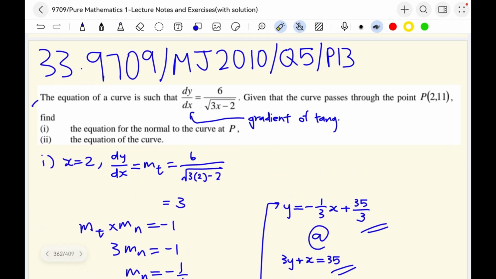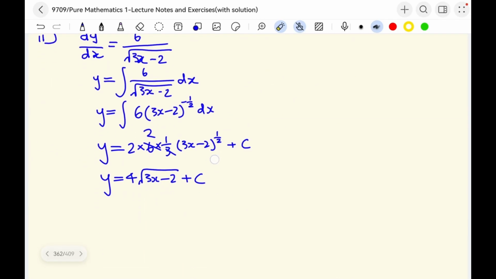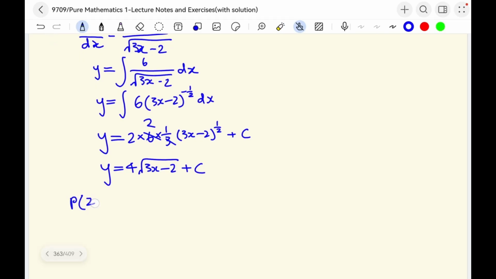What's next? Boundaries. Where is the boundary? Here, right? P is (2, 11). What does it give you? The x coordinate and the y coordinate, right? Just substitute inside to get the c. Easy. Okay?